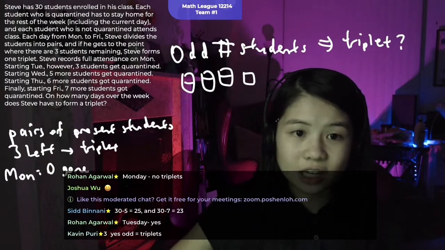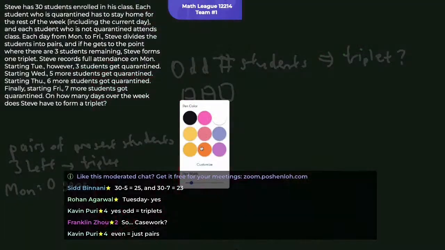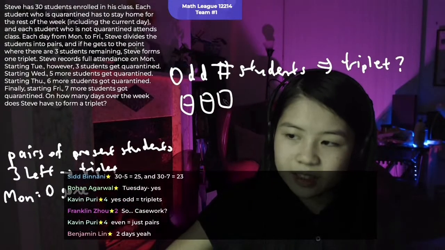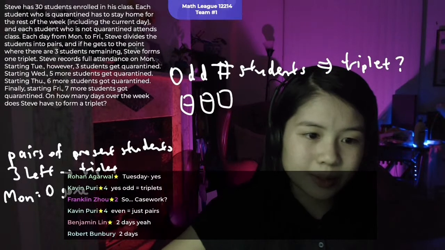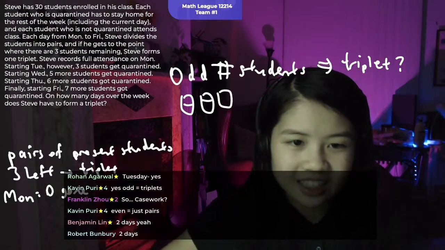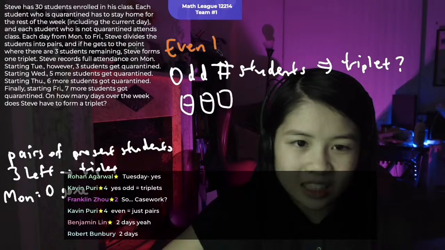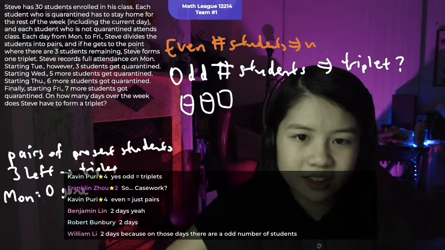What about if there's not an odd number of students? What about if there's an even number of students? Then if there's an even number of students, does there have to be a triplet? Well, I don't think so, because even number of students means that they can just get paired up, like Kevin is saying. So even number of students means no triplet.